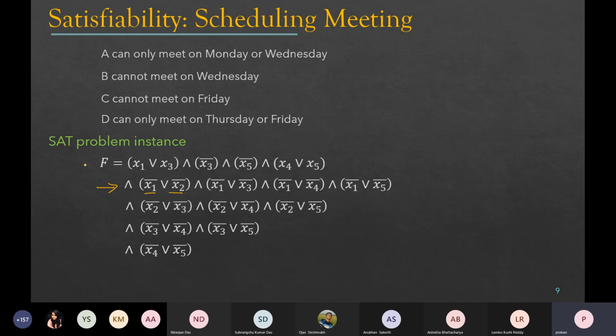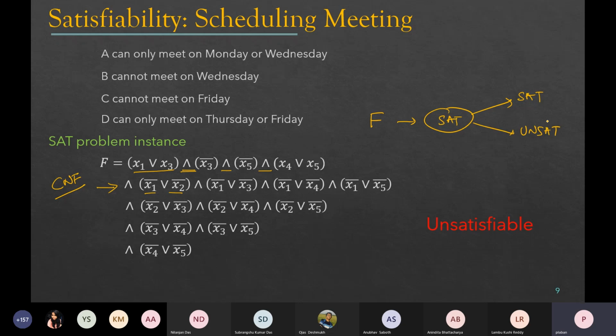So now we have got the formulation in our CNF. All the literals inside the clauses are in disjunction form, and the clauses are connected via conjunctions. So this is our F. Now if we put F into our SAT solver, that SAT solver will output either SAT or UNSAT. And in this case, this is proven to be unsatisfiable.